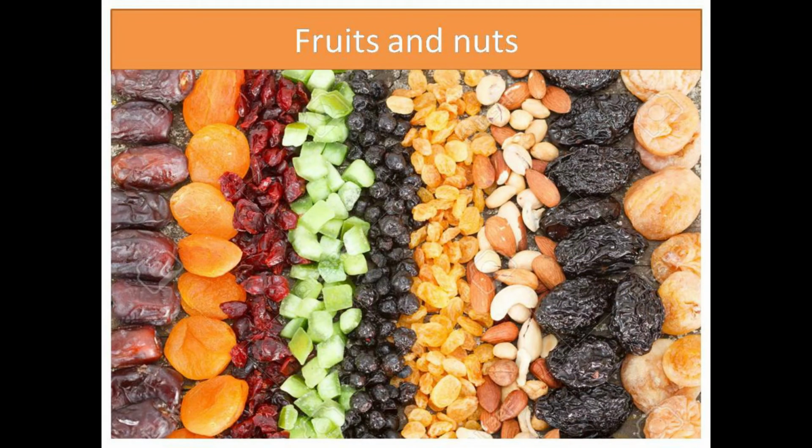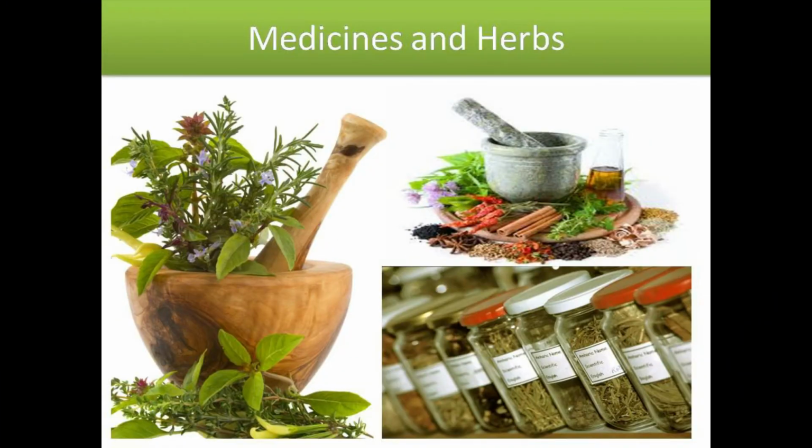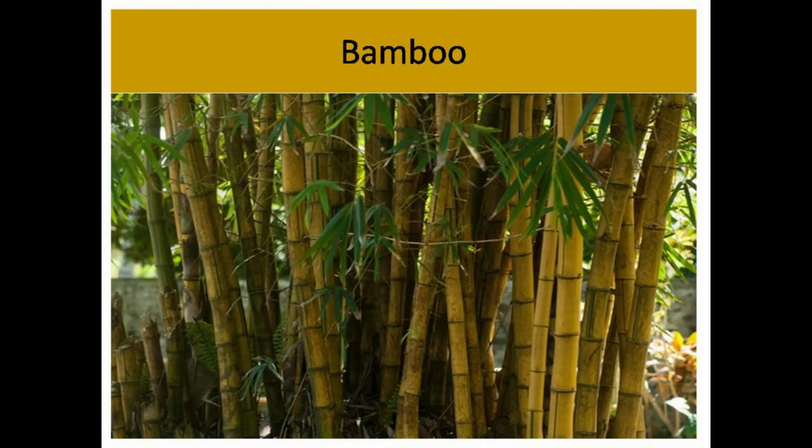Fruits and nuts are obtained from forests. Plants like sandalwood and khus are used for extracting oils. These oils are used in soaps, cosmetics, etc. Drugs, herbs and spices are obtained from forests and are used in industries and houses. We get bamboo also from the forest, which is used for flooring, roofing, etc.